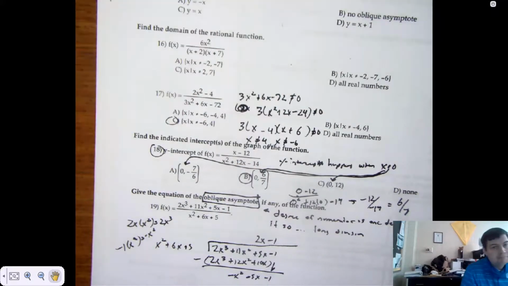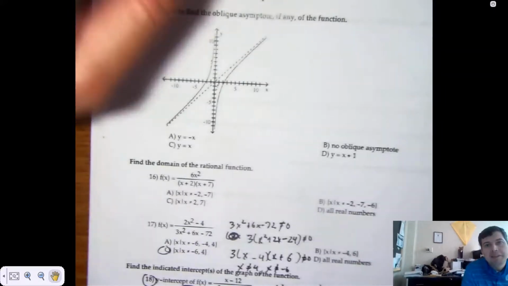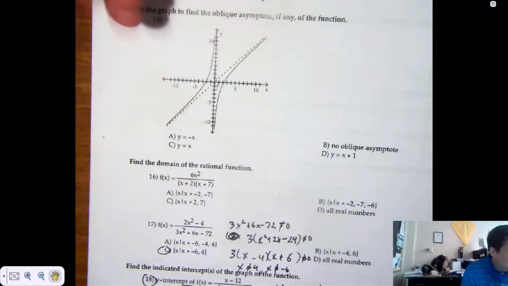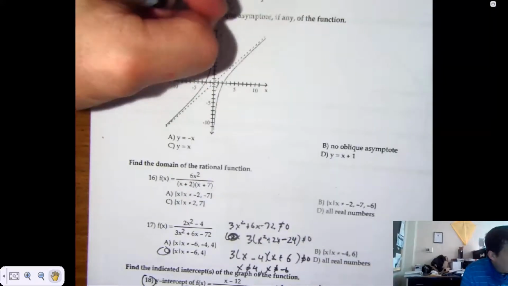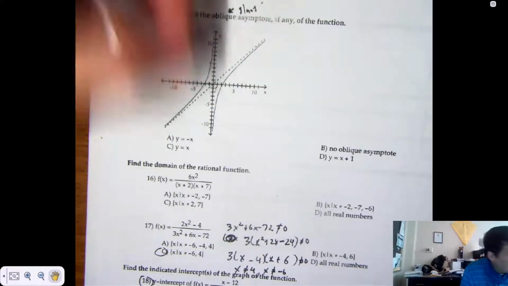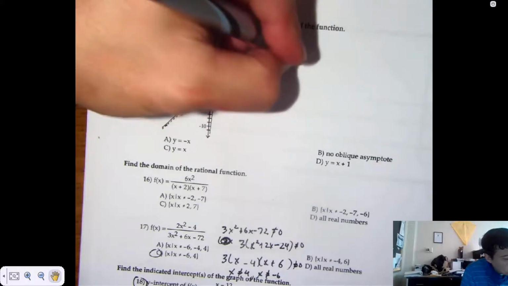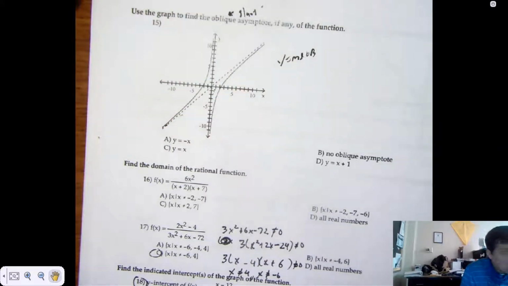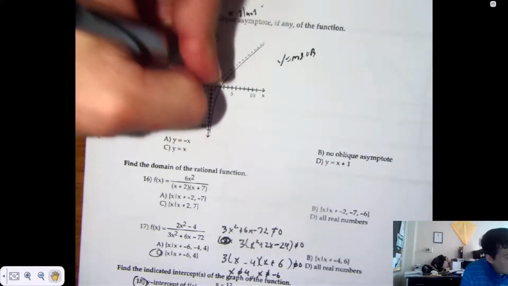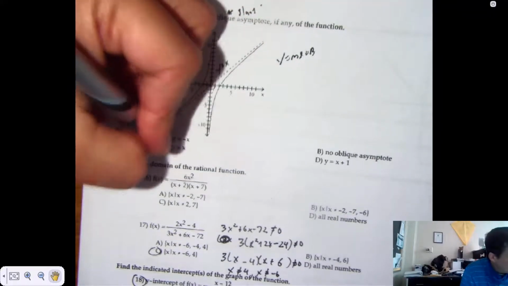That'd be choice C. Use the graph to find the oblique asymptote function. Another word for oblique is slant. A slanted asymptote. That's this thing right here. And that's literally where you think about mx plus b, kids. If you don't realize that's y equals x, I cannot help you. That thing crosses at the origin. B is 0. Its slope is rise 1, run 1. Y equals x.